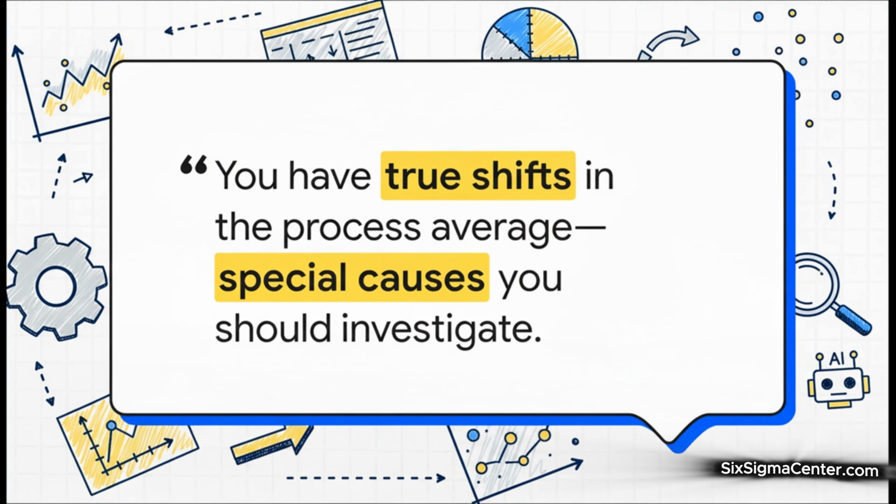Let's just look at a perfect example. A user might ask something like, hey, why is my variation chart stable, but my main chart has all these violations? The AI gives a crystal clear answer. It means your process variation is consistent and good, which means those violations you're seeing up top are real signals. Those are true shifts in your process average that you need to go investigate. I mean, that single insight right there is just incredibly powerful.